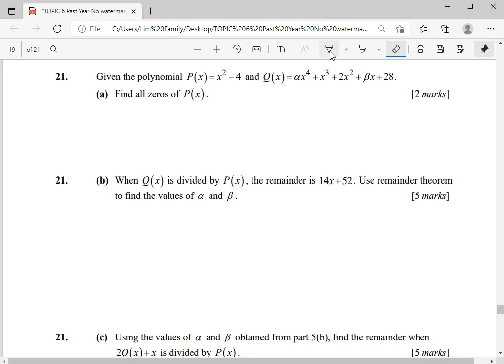So for question 21, start from the beginning of the question. They say state the zero of px. To get zeros, we have to get the factors first. As long as we can factorize, let's say we can factorize x plus a, x minus b, so x equals a, x equals b, we call these roots.